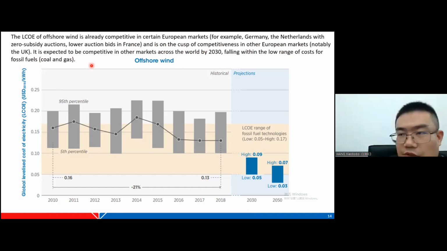It's a very slow prediction. I think it will be 2024. As we can see, the cost reduction is very quick.